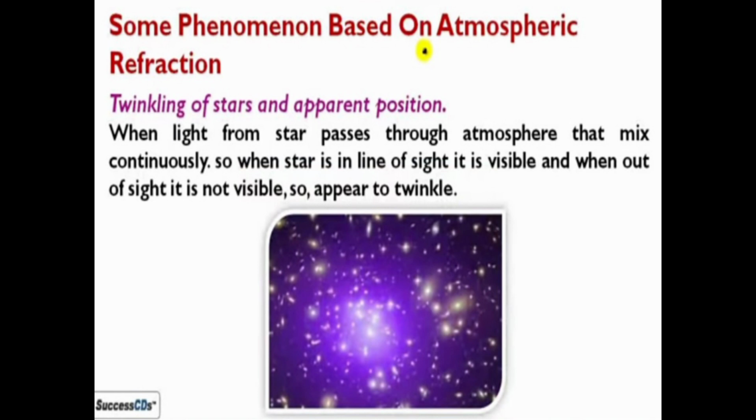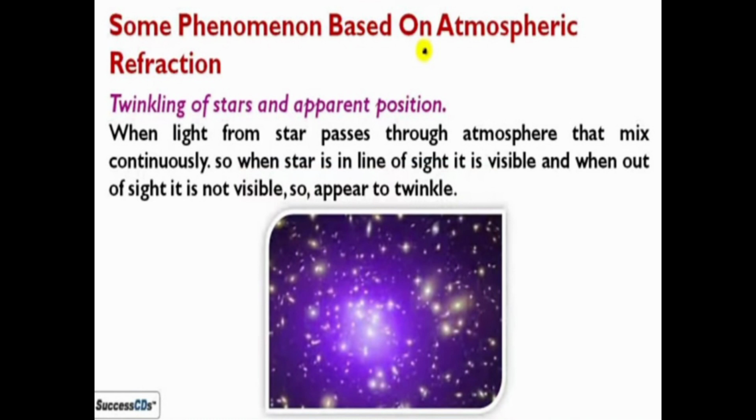The star is visible when it is in the line of sight, and not visible when it is out of sight, so it appears to twinkle. So what happens here? The starlight enters the Earth's atmosphere. Whenever starlight enters the Earth's atmosphere, it undergoes continuous refraction, due to which it reaches the Earth.